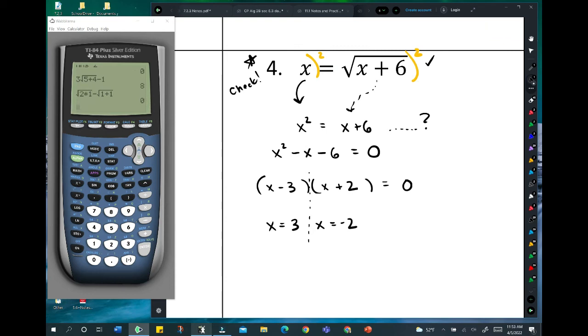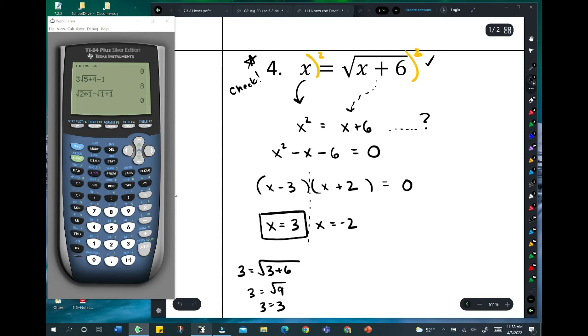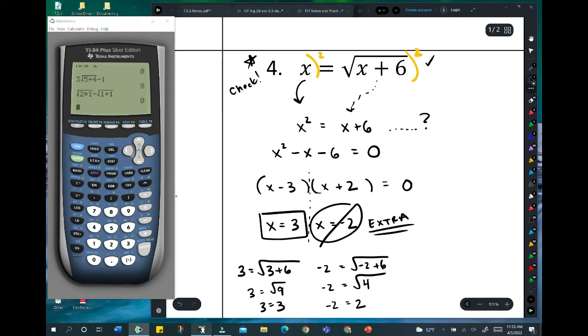So we are going to try out 3. So we want to know, is 3 equal to square root 3 plus 6? Well, is 3 equal to square root of 9? And yes, it is. So 3 works. I'm going to box it. Negative 2. Is negative 2 equal to square root negative 2 plus 6? Well, negative 2 is equal to the square root of 4. Square root of 4 is a positive 2, so this one is not an answer. We call those extraneous. You can just put extra. That's okay. So the only true answer is x equals 3.